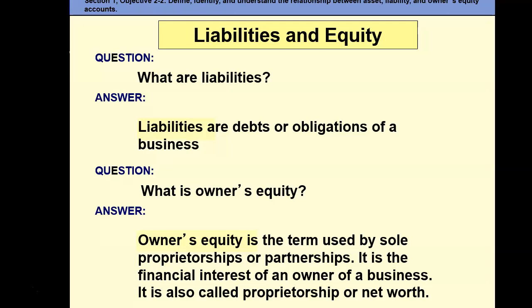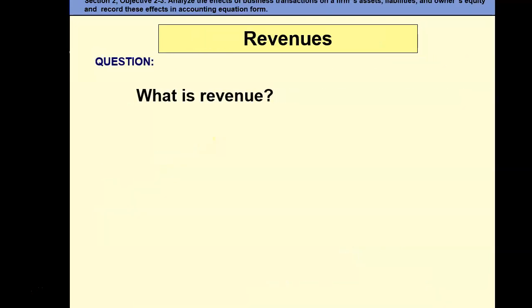In order to use the accounting equation, you must understand what assets represent, what liabilities are, and what owner's equity is. Let's go over a few more terms, and we'll then go through some actual business transactions and record them onto the accounting equation.